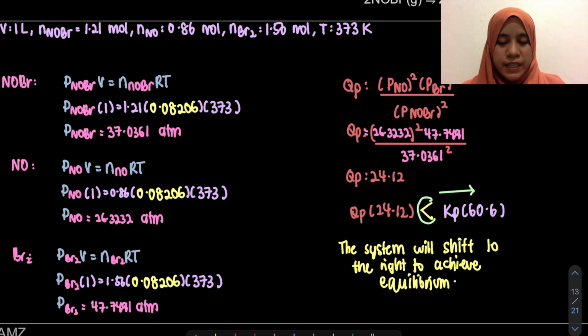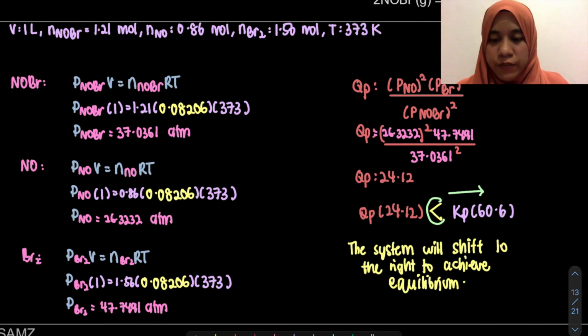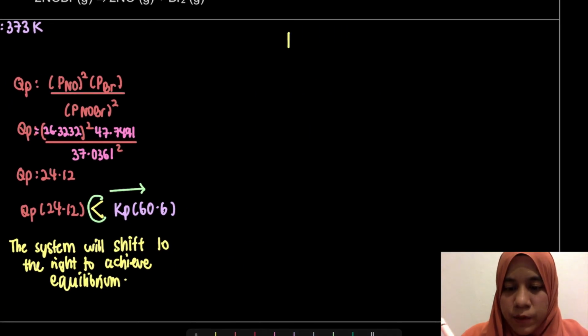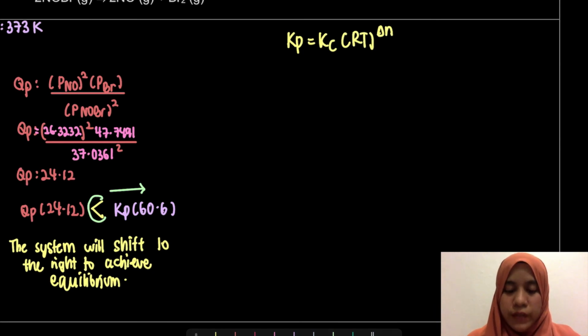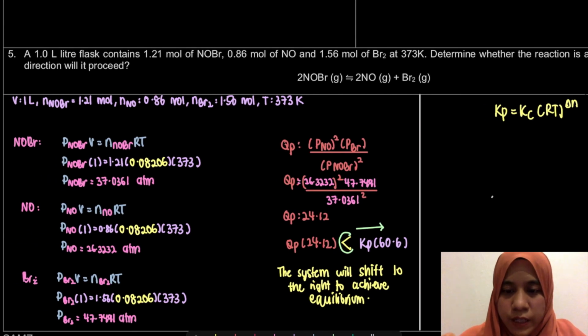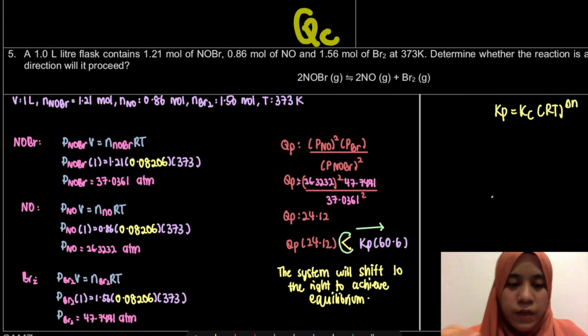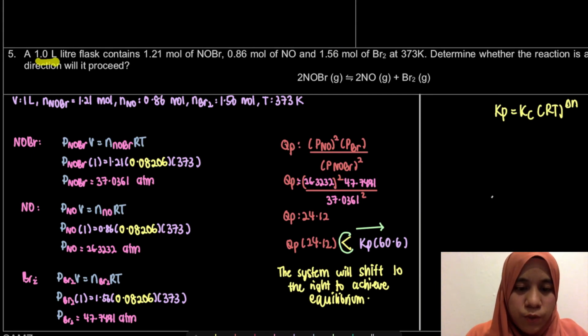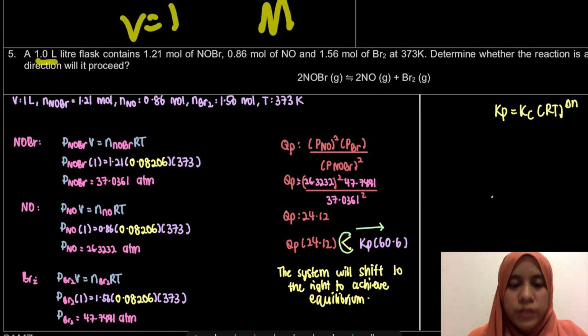This one is a bit long here. But actually, this is one way of doing it. Here we find Qp. Actually, we can also find and compare Qc and Kc. Okay, how? We will use this formula: Kp equals Kc(RT)^Δn. Again, this is the second way of doing it. The value will differ, but the direction of the shift will be the same. So if you don't want to do it like this, you can find Qc. Because our volume is equal to 1, molarity and number of mole are the same.